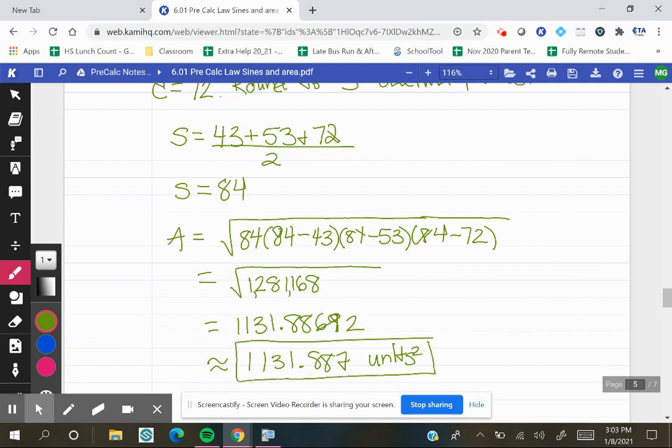All right, so that is how you'd find the area given all 3 sides. The 1/2 AB sine C is if you have 2 sides and an included angle. That's the formula you would use to find the area there. And the rest is your law of sines. If you have any questions, be sure to let me know, and pi out.